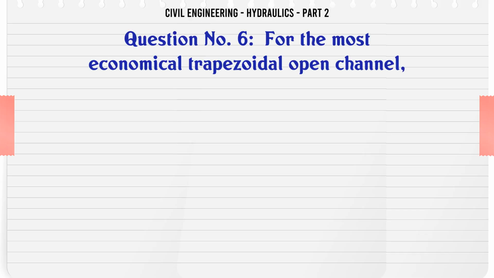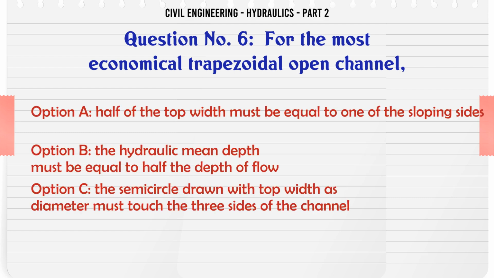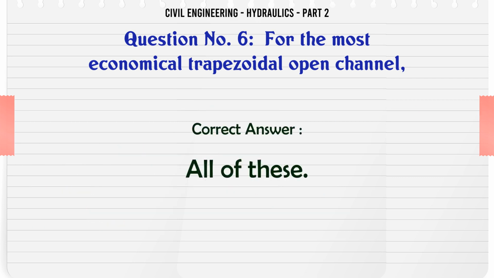For the most economical trapezoidal open channel, A. half of the top width must be equal to one of the sloping sides. B. The hydraulic mean depth must be equal to half the depth of flow. C. The semicircle drawn with top width as diameter must touch the three sides of the channel. D. All of these. The correct answer is all of these.